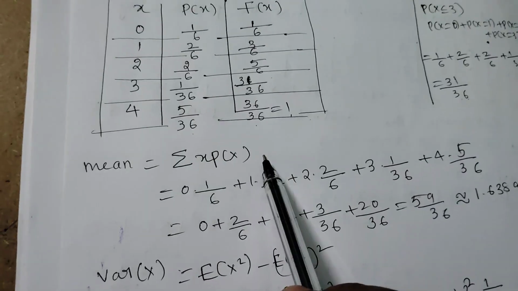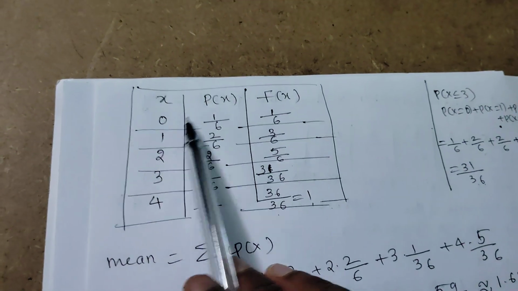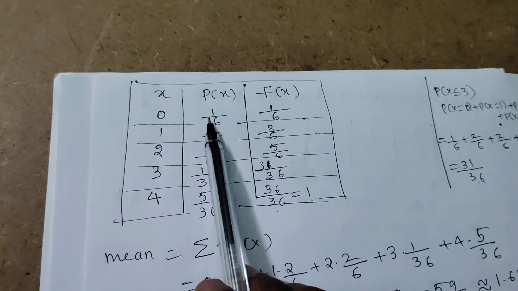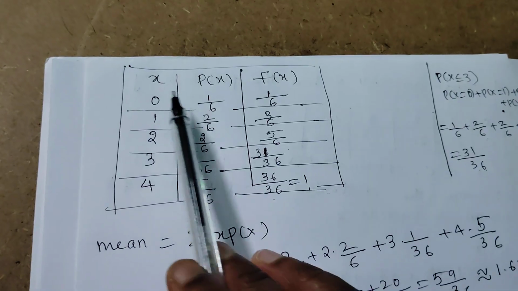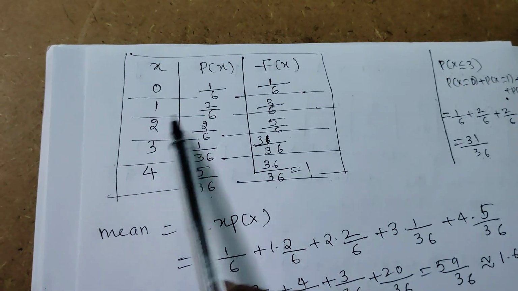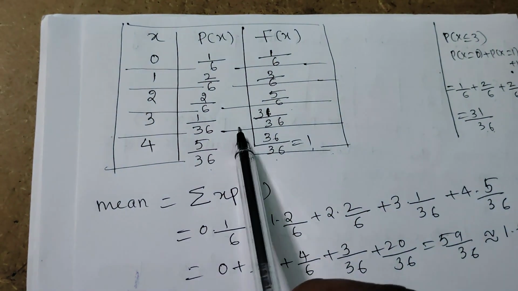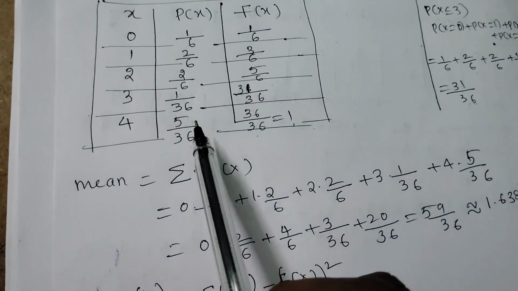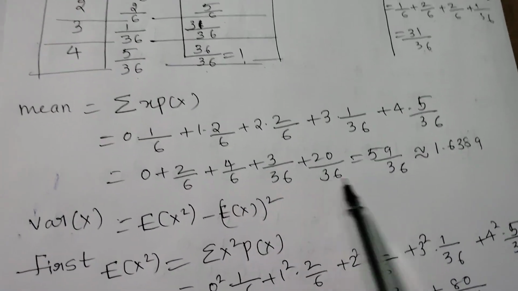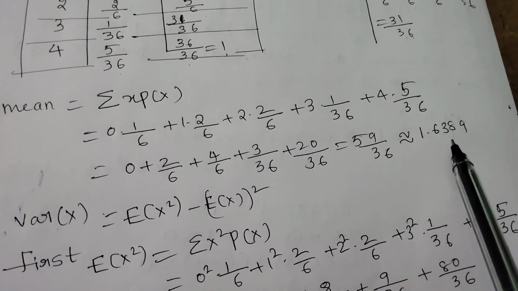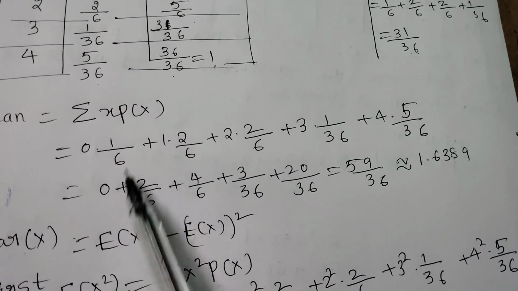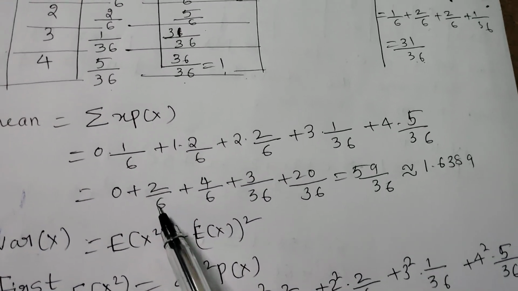Next, what they asked: mean. Mean means what? Summation of x into P of x. So we need to multiply these two values and add: 0 into 1 by 6 plus 1 into 2 by 6 plus 2 into 2 by 6 plus 3 into 1 by 36 plus 4 into 5 by 36. After doing all the calculations, we get 1.6389. So 0 into 1 by 6 is 0, 1 into 2 by 6 is 2 by 6, like this.